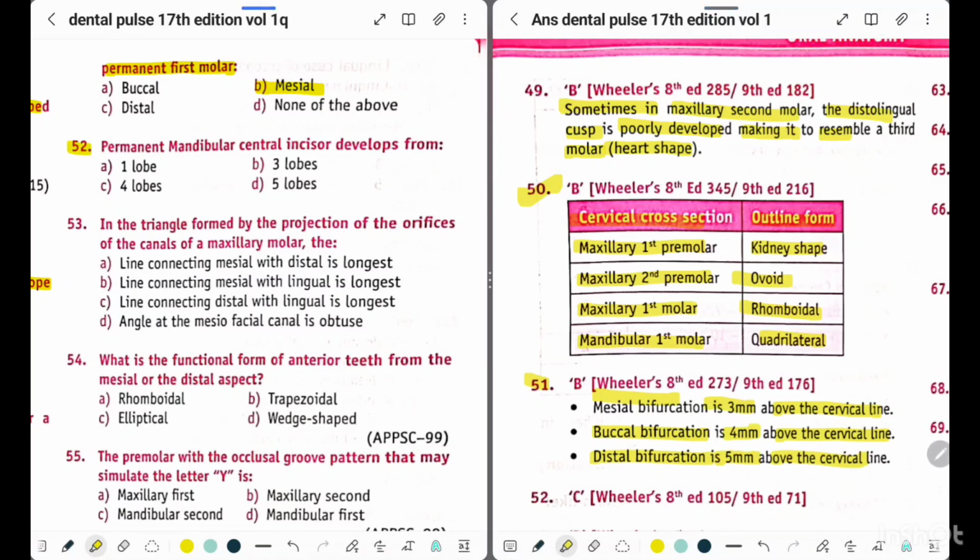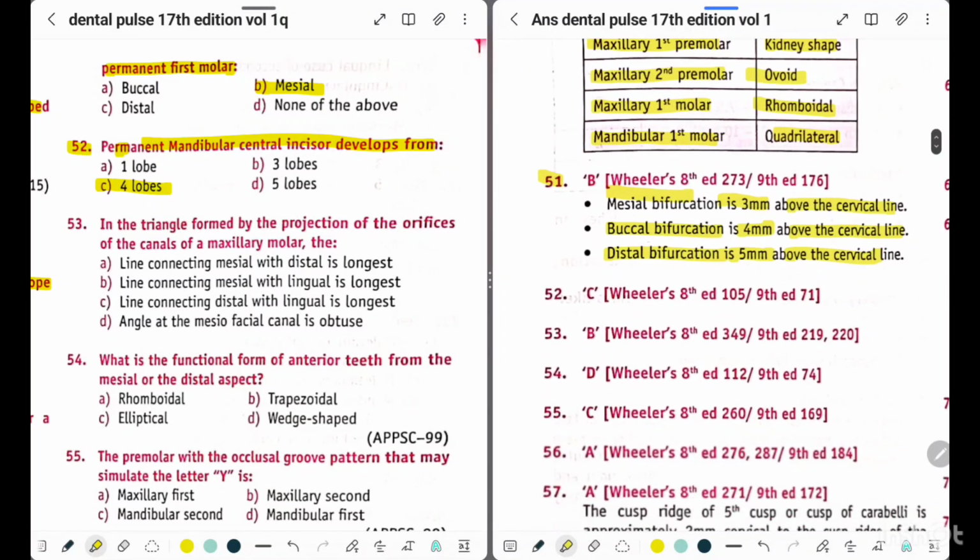Now question 52. Permanent mandibular central incisors develop from. So its answer is 4 lobes. We have studied about this earlier also. Question 53. In the triangle formed by the projection of the orifices of the canals of maxillary molar, option A, line connecting mesial with distal is longest. Option B, line connecting mesial with lingual is longest. C, line connecting distal with lingual is longest. Or D, angle at the mesiofacial canal is obtuse. So its answer is B, line connecting mesial with lingual is longest.